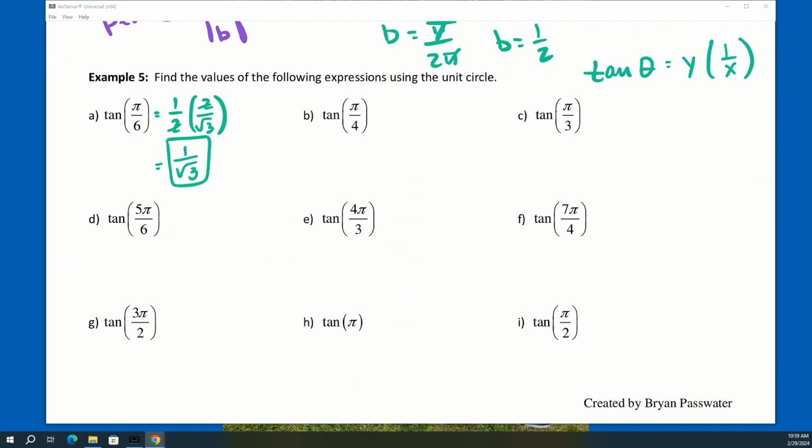Okay. And then let's find the tangent of pi over 4. Do you guys already know the tangent of pi over 4? Yes. If you don't, it's fine. You take the y-coordinate and you multiply it by the reciprocal of the x-coordinate, and everything cancels out, and you're just left with 1. All right. And then pi over 3, we're going to take the y and multiply it by the reciprocal of the x.